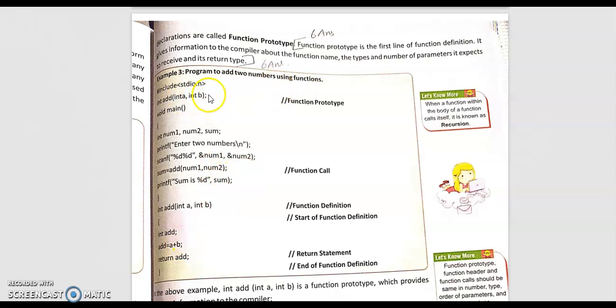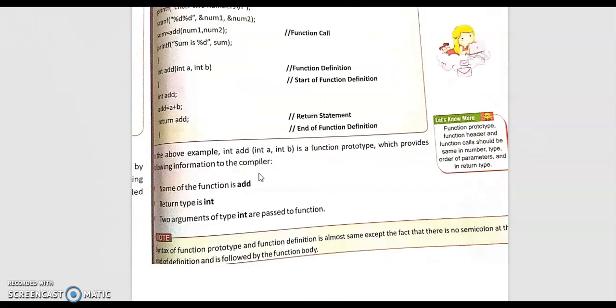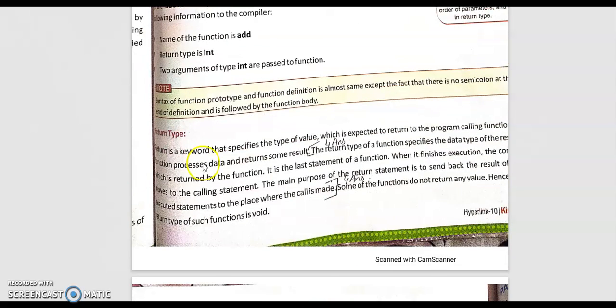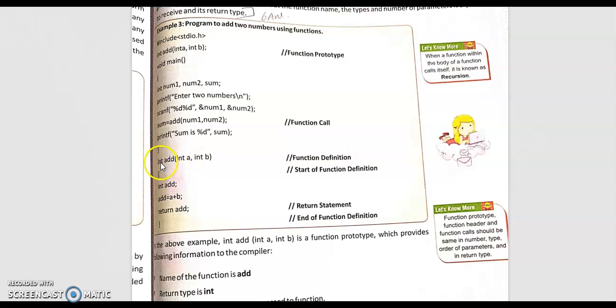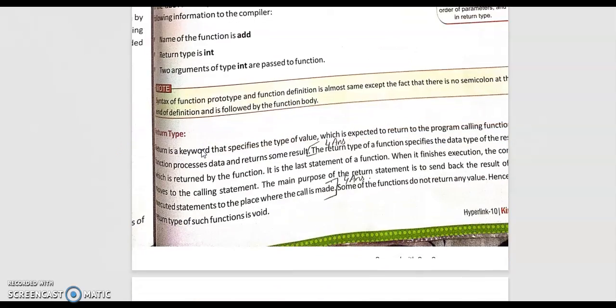So the first is the function prototype. Then this part is known as the function definition, and where it is called is the function call. So three parts are there. Return type: if it's void, it does not have anything to return. But since you can see it's integer over here, this function has a value. Add has got some integer value that has to be returned to the main function.